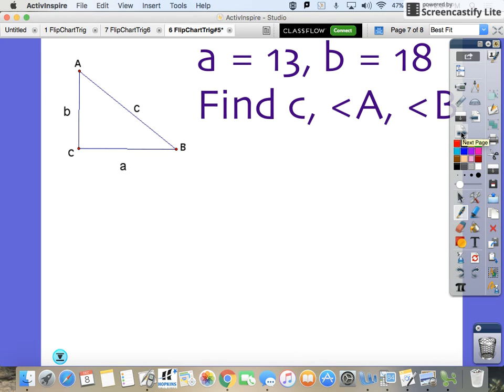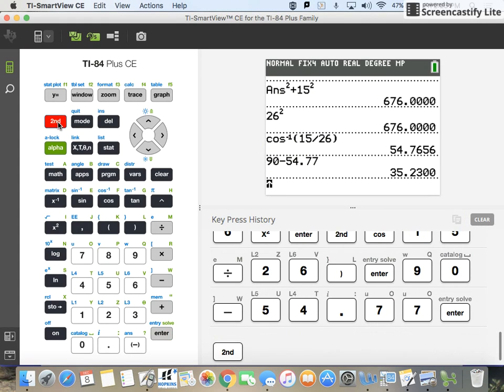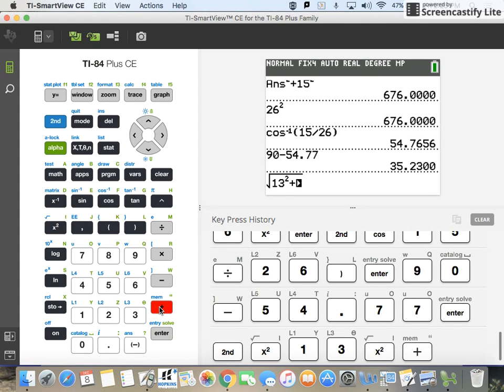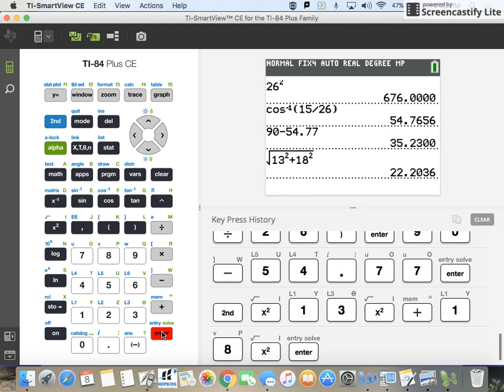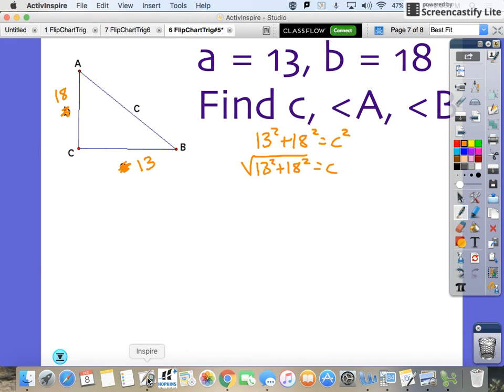All right, last one. So this one, we are told that A is 13, B is 18, and we need to find C. So we're going to go 13 squared plus 18 squared equals C squared. So that means we need the square root of 13 squared plus 18 squared. 22.20. So C is 22.20.